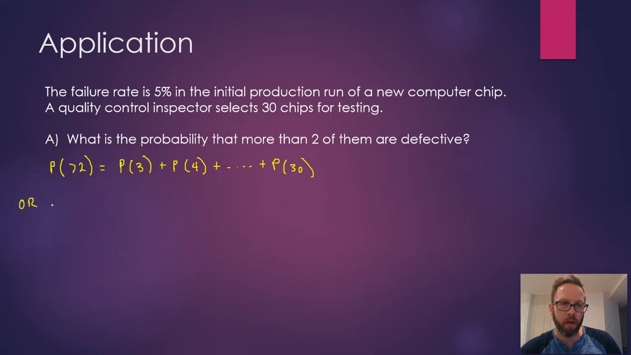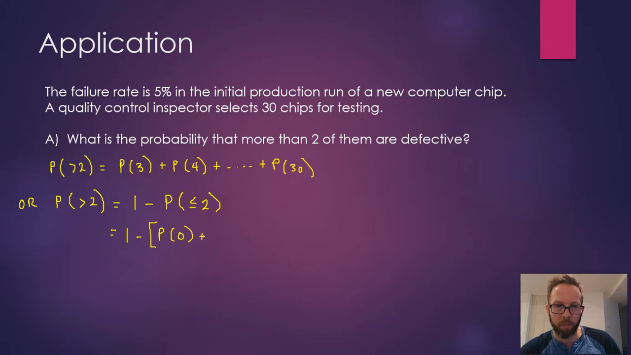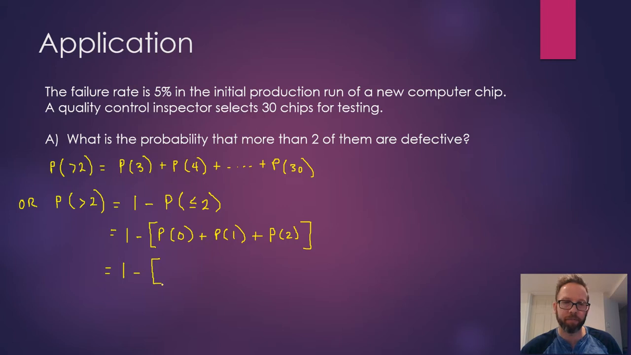Let's do it this way. The probability of getting greater than 2 defective chips would be 1 minus the probability of getting less than or equal to 2 defective chips. And that's a lot easier to do because that's getting, put a big square bracket here, no defective chips, 1 defective chip, or 2 defective chips. So if I use this method, I have 3 binomial distribution calculations to do compared to 28. So this is a lot better. So let me set this up with you guys and we can finish it off.